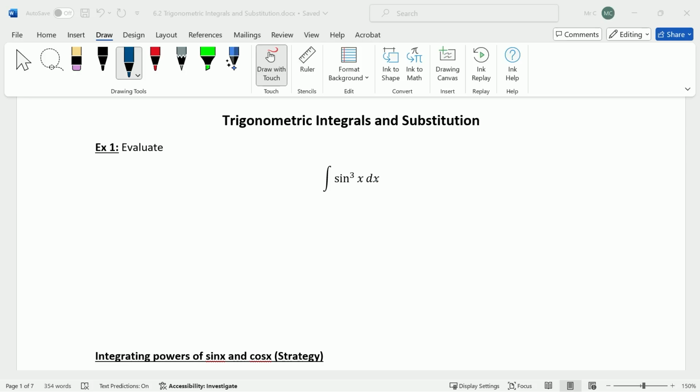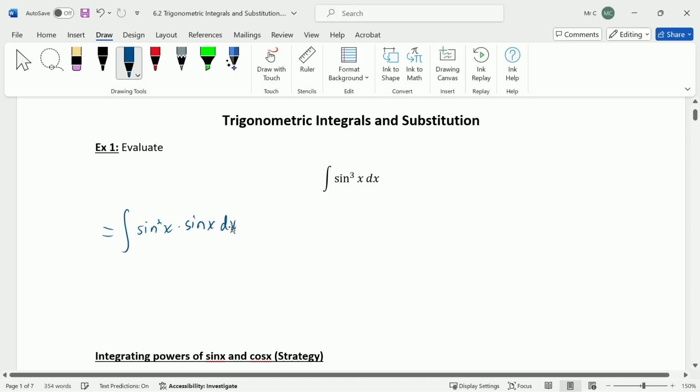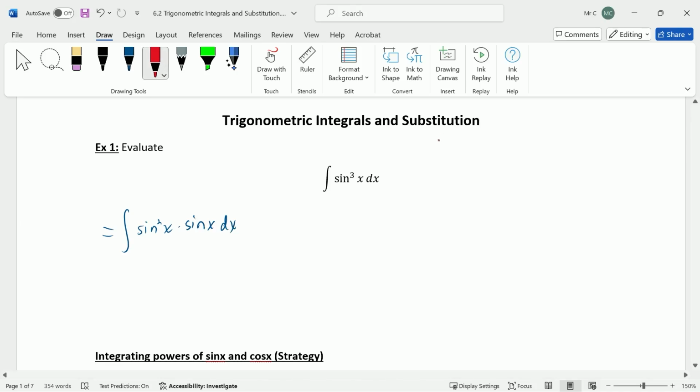So what I'm going to do here is just rewrite sine cubed as sine squared of x times sine of x dx. And once I write it in that way, I can recall that I can always convert expressions involving sine squared or cosine squared into expressions involving the other function squared. So we know that sine squared of theta plus cosine squared of theta is 1, so we can always write sine squared of theta is 1 minus cosine squared of theta, or cosine squared of theta is 1 minus sine squared of theta.